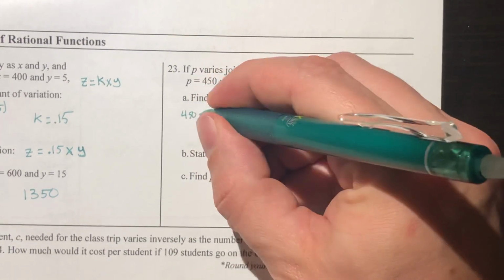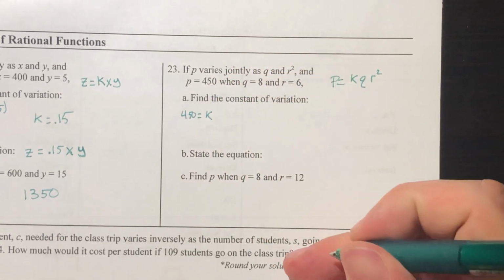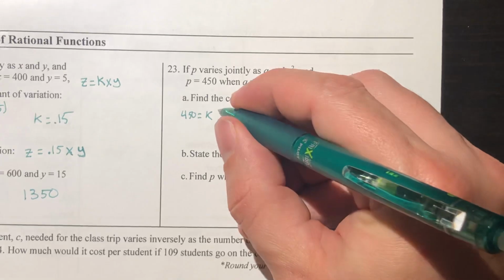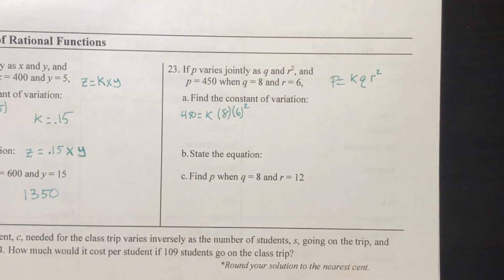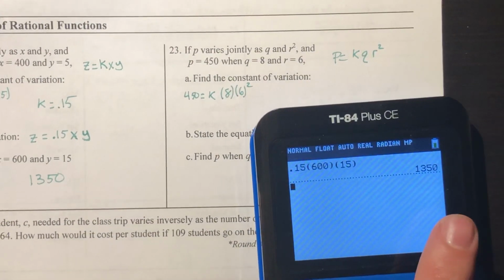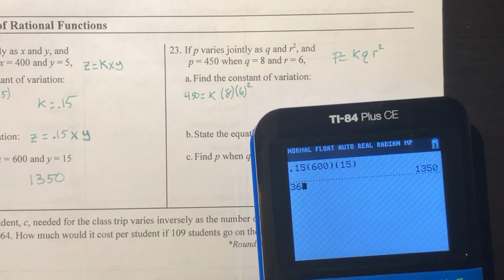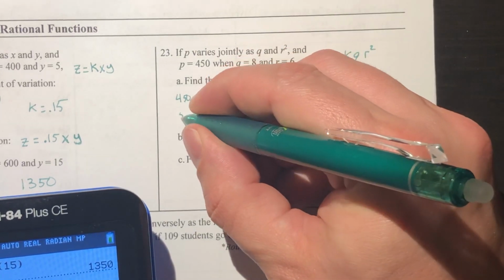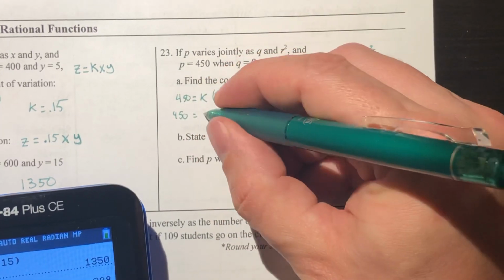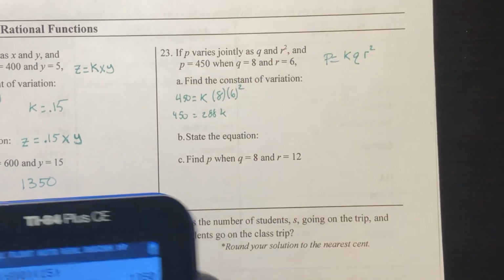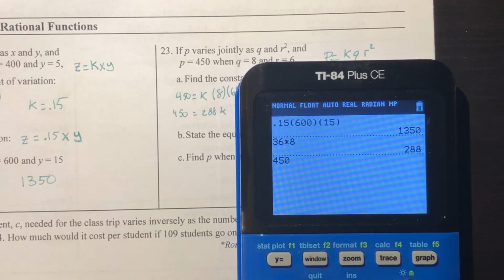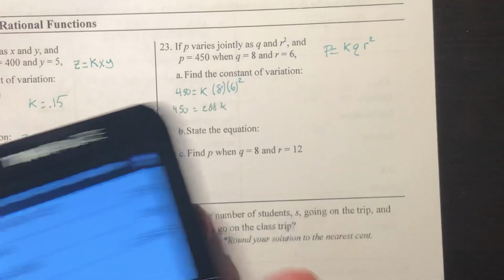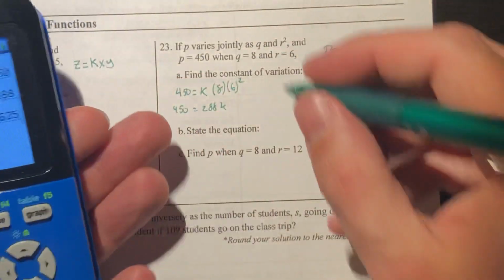So 450 equals K, because I'm trying to figure out that constant of variation, 8, 6 squared. So we would need to do 6 squared, which is 36, times 8. So this is 450 equals 288 K. And then divide both sides by 288. So I have 450 divided by 288, and K is 1.5625.